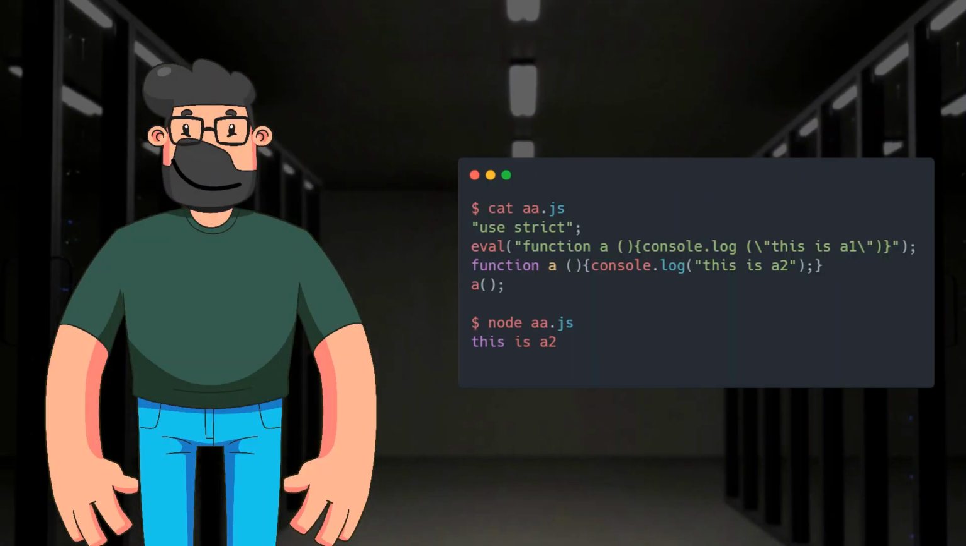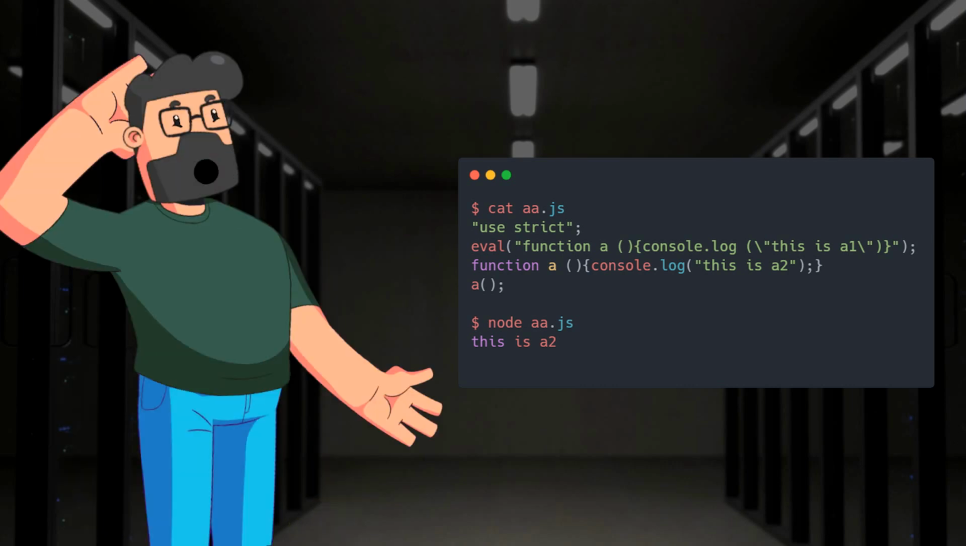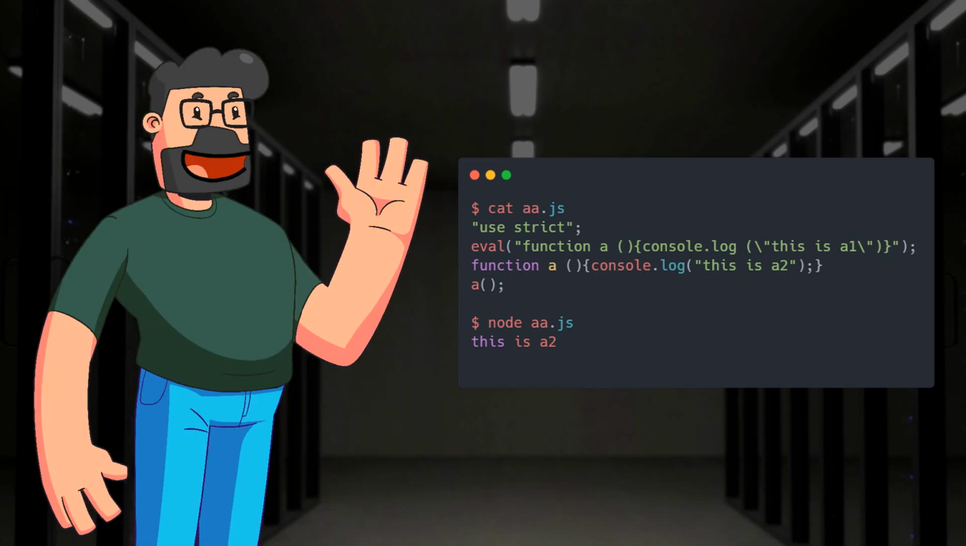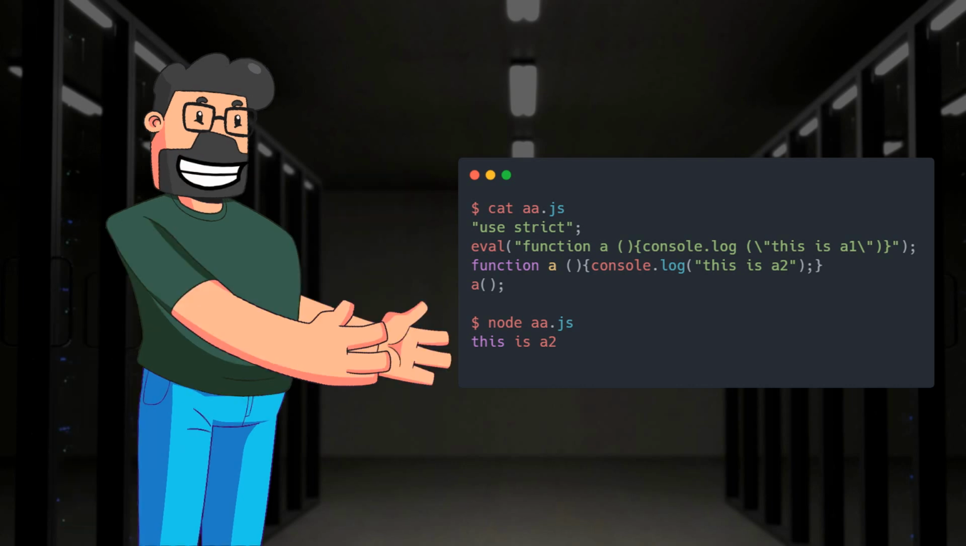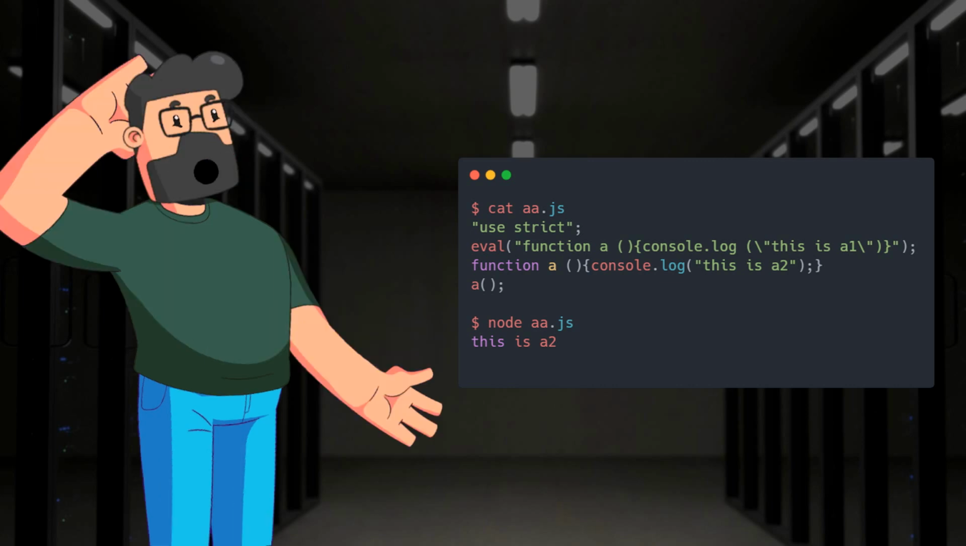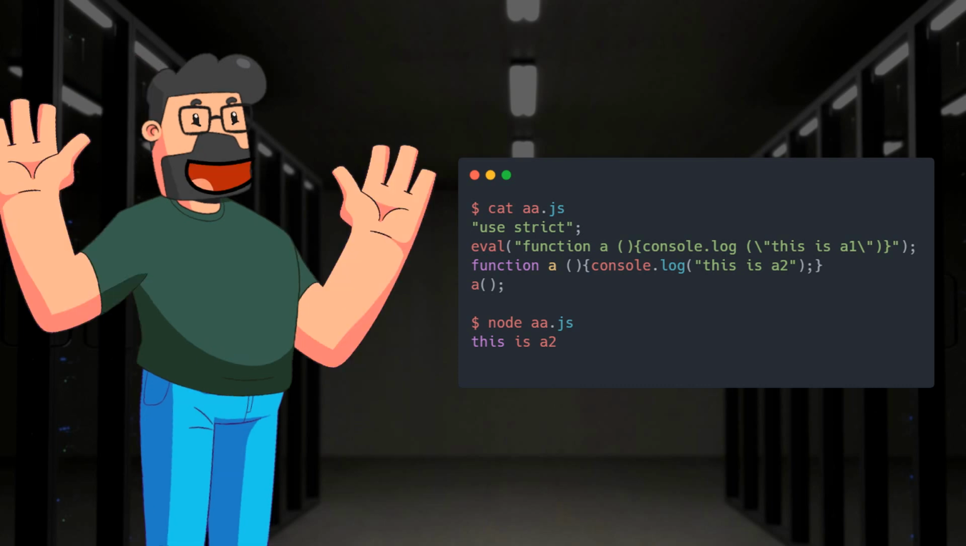Now, onto the final piece of our puzzle, the strict mode's impact on eval. In a strict mode environment, the function declared within eval doesn't leak out of the eval at all. This strict mode behavior prevents any unintended overriding of functions, maintaining a clearer separation between code blocks. It's a protective shield ensuring code integrity within the eval context.